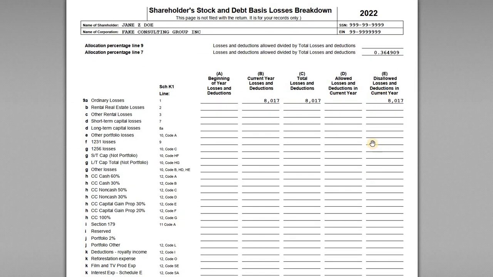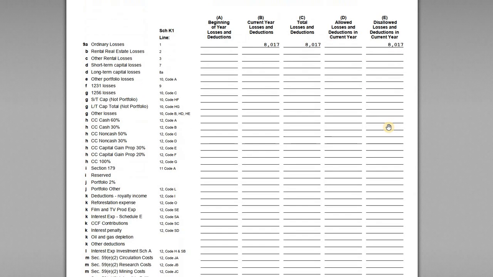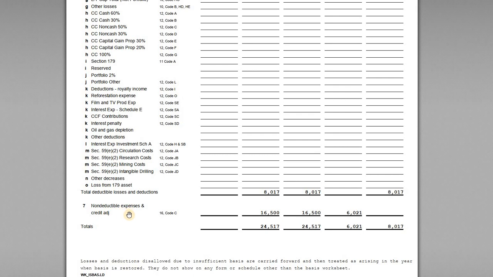And so this reconciliation shows the carry forward amount. So we can see here in column E for Jane, she had disallowed losses in the current year of $8,017. And then at the bottom here, where we had non-deductible expenses and credit adjustments, the $16,500 from the current year, we were able to use $6,021, right? Because that was the stock basis. And then the difference there, the roughly $10,000 and change, is not rolling forward, right? So we don't have an entry here for amounts that are rolled forward to the following year. Because again, remember, non-deductible expenses, without making that election, the excess just disappears, okay?